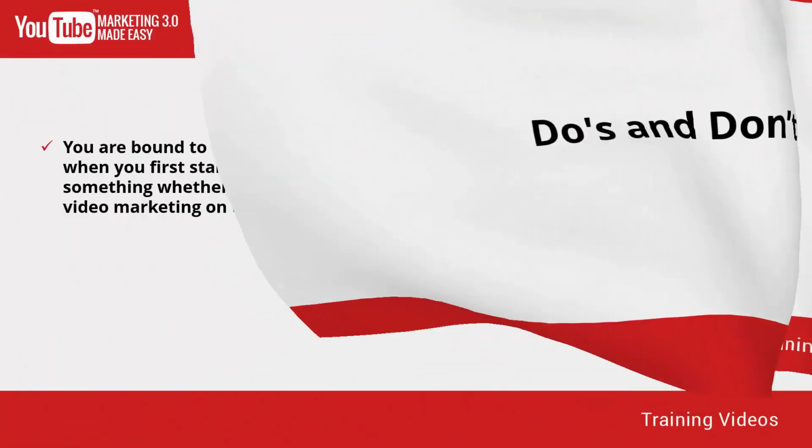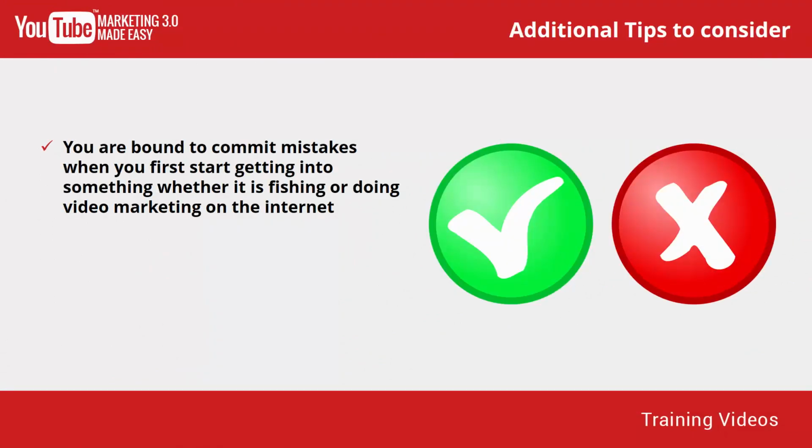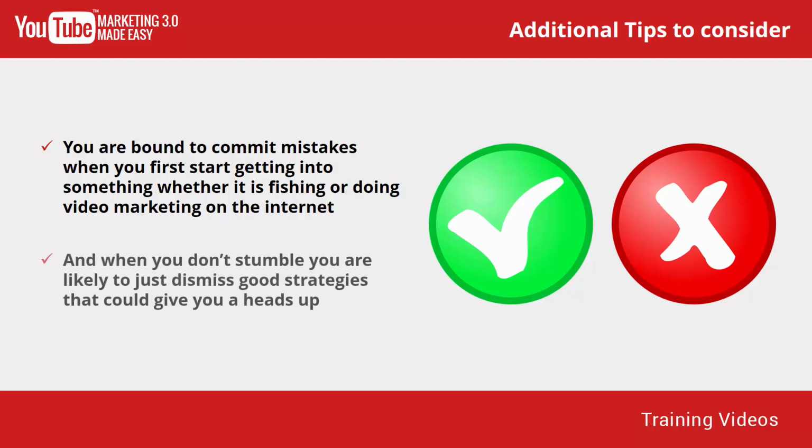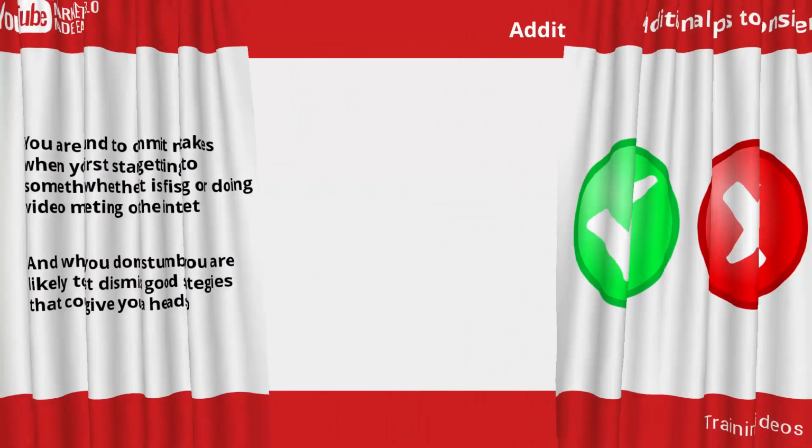Do's and don'ts. You are bound to commit mistakes when you first start getting into something, whether it is fishing or doing video marketing on the internet. And even seasoned marketers are not completely safe from the occasional mess-up. And when you don't stumble, you're likely to just dismiss good strategies that could give you a heads up. So in this video, we are going to teach you the do's and the don'ts of YouTube marketing, so you are ready to do only your best right from the get-go.